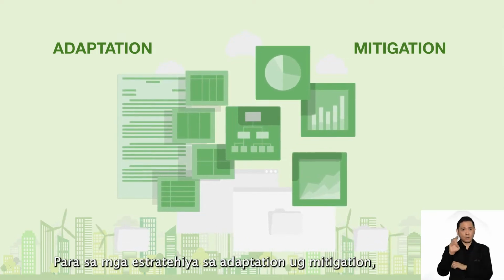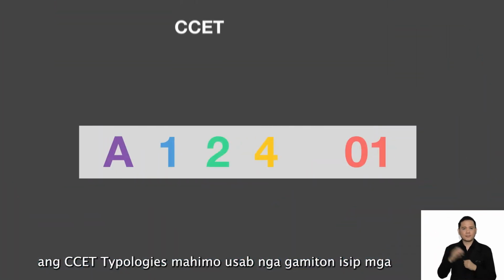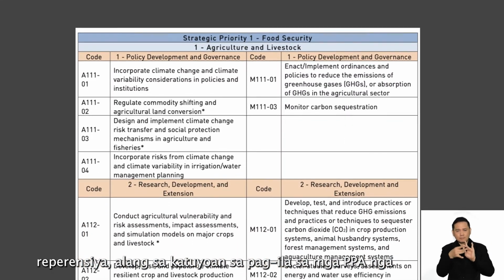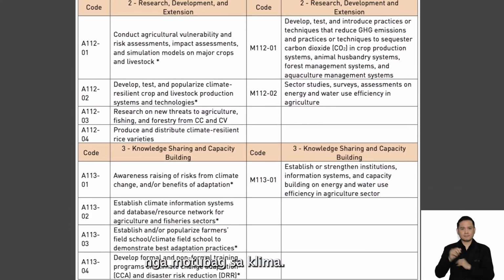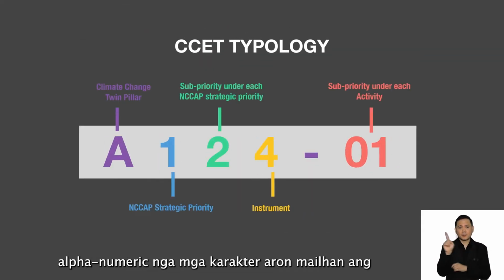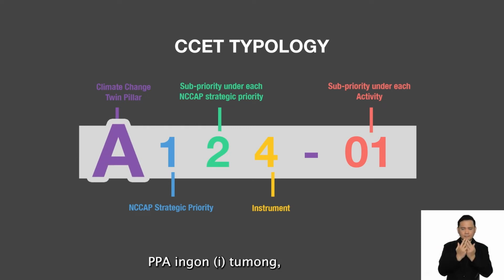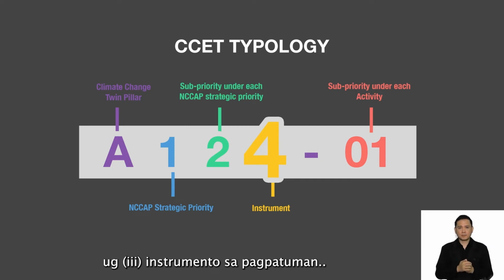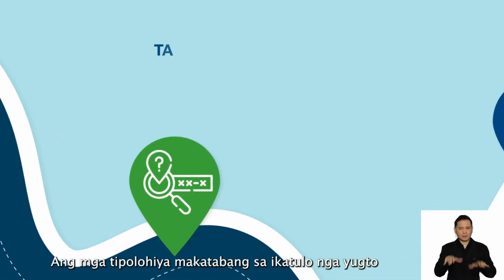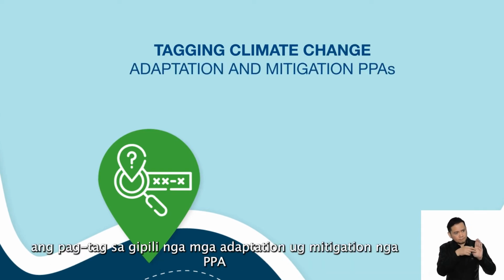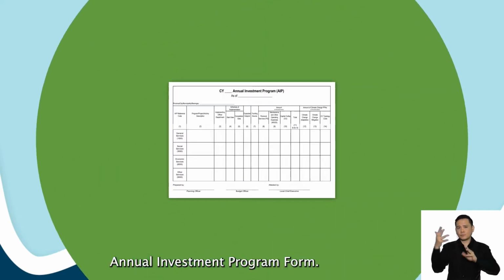For both adaptation and mitigation strategies, CCET typologies may also be used as references for the purpose of identifying climate-responsive PPAs. The CCET typologies comprise alphanumeric characters to characterize your PPA as: 1. Adaptation or mitigation, 2. Alignment to the strategic priorities of the National Climate Change Action Plan, and 3. Mode of delivery. The typologies are helpful in the third stage, tagging prioritized climate change adaptation and mitigation PPAs in the annual investment program form.